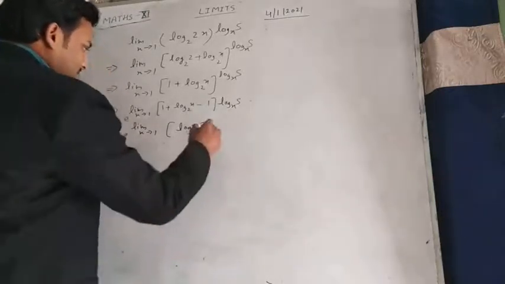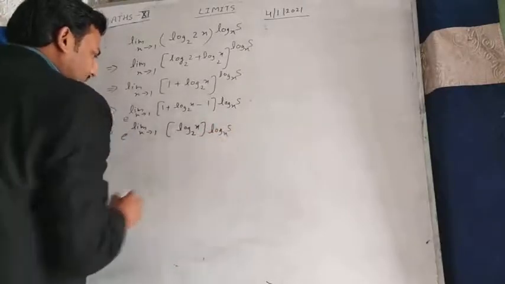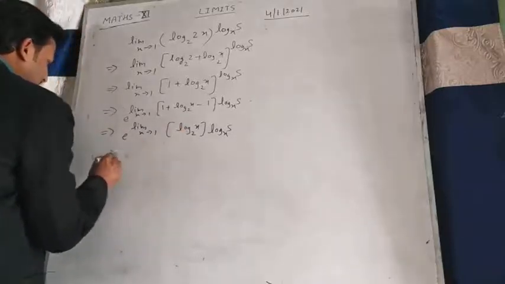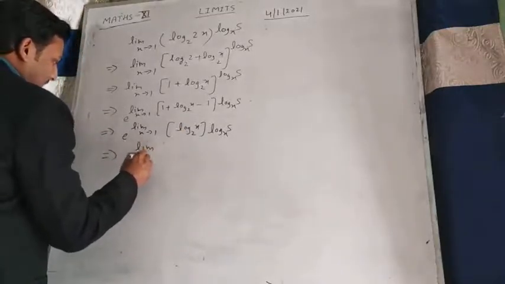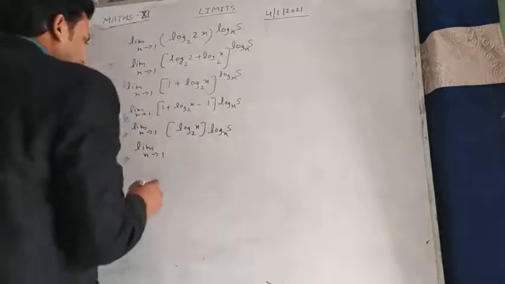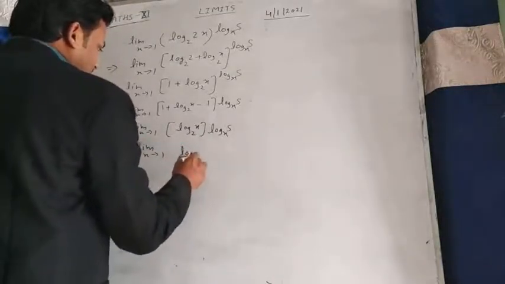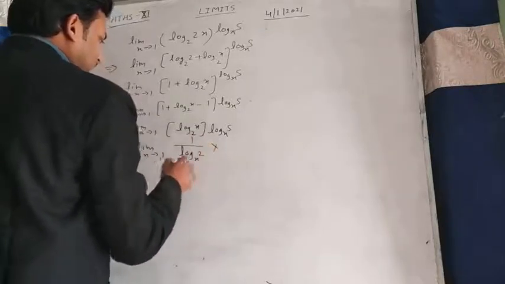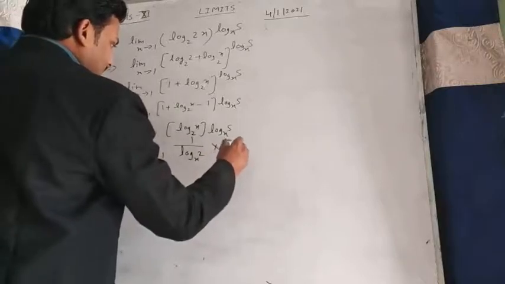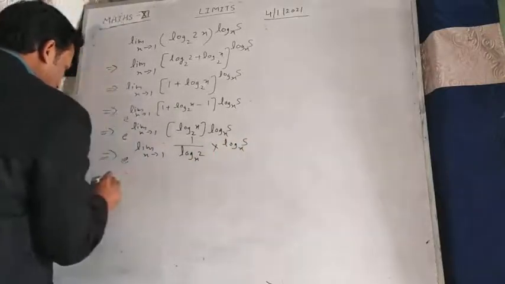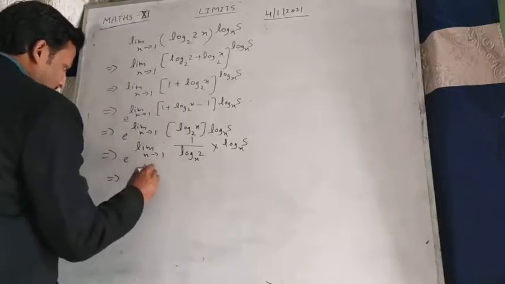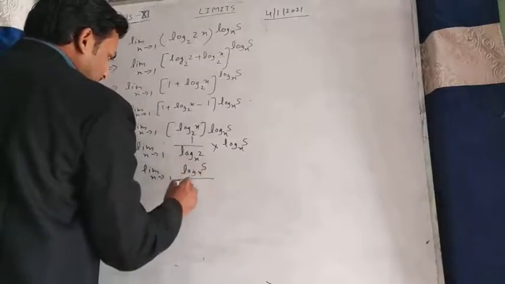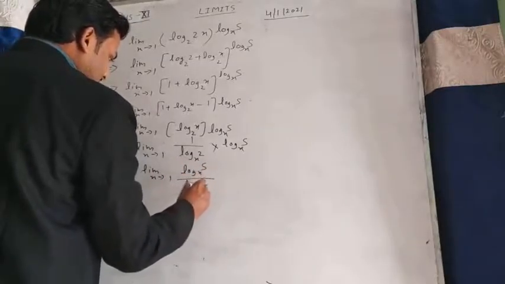n into log 5x. Okay, student. Now this we can write e to the power limit x tends to 1. This is, we can write log x base 2 times 1 by, and this is log 5 base x. So student, this we can write e to the power limit x tends to 1. This is log 5x by log 2 base x.